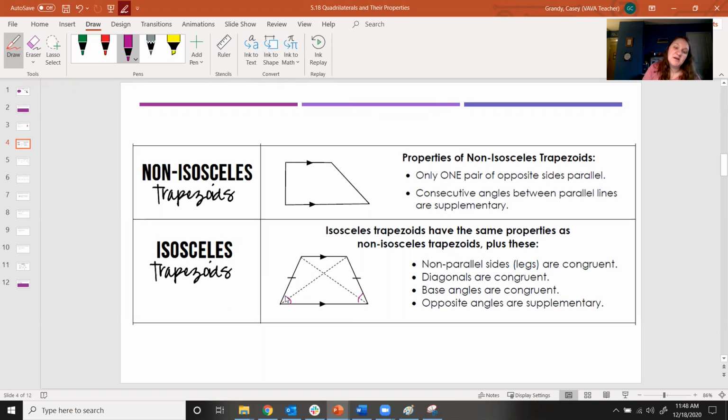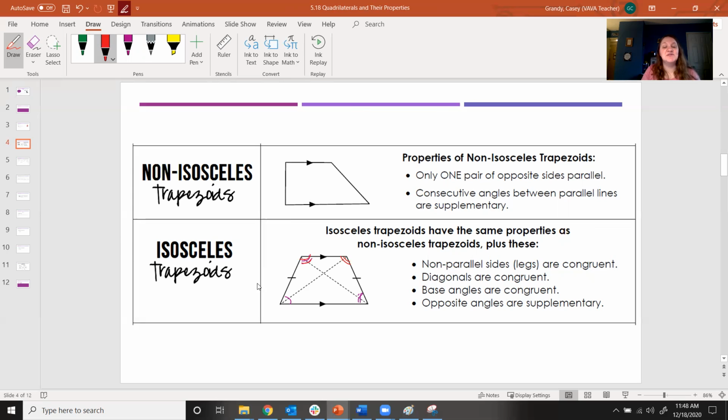So in this picture, these are a pair of base angles because they are touching the same base. They are congruent. And then these are also base angles because they are touching the same base. And we know that the consecutive interior angles are supplementary. So if this angle is supplementary to this angle, then this angle is also supplementary to this one, since these two are congruent.